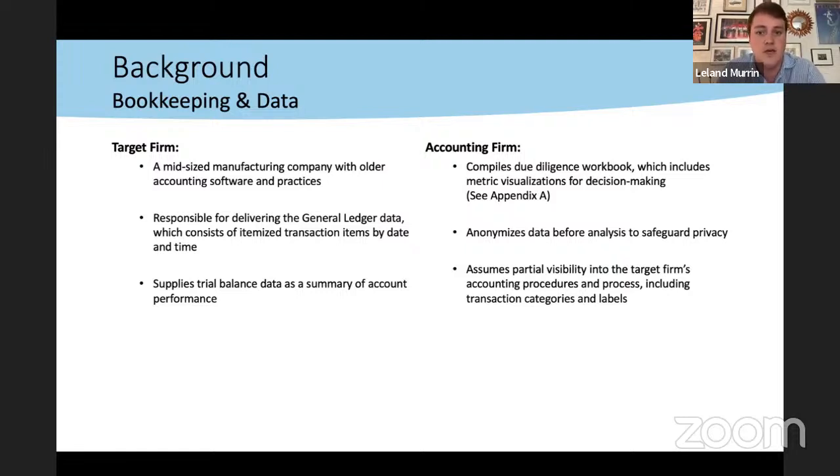The accounting firm then manually compiled, which is what I'm looking to automate myself. And what my job was here was to compile the due diligence workbook using automated visualizations and automated analysis.